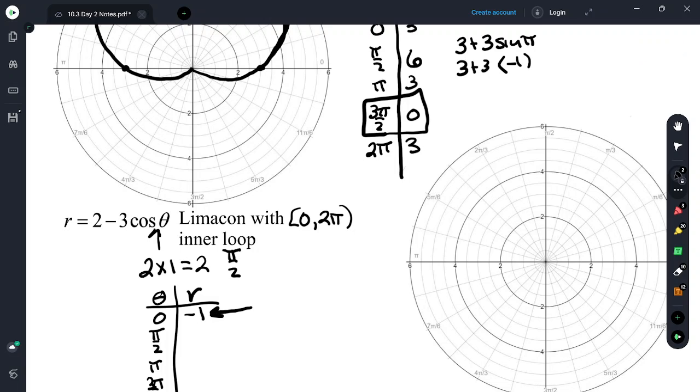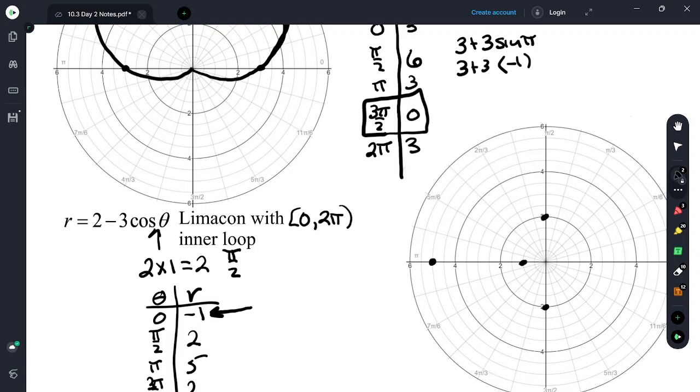Cosine of pi over 2 is 0, so that's 2. Cosine of pi is -1, that's 5. Cosine of 3 pi over 2 is 0, so that's 2. And then 2 pi, that's back to that -1. So when we're at 0, we're back here at -1. Pi over 2 is 2. Pi is 5. That's back here. 3 pi over 2 is 2. And then we're back to -1.